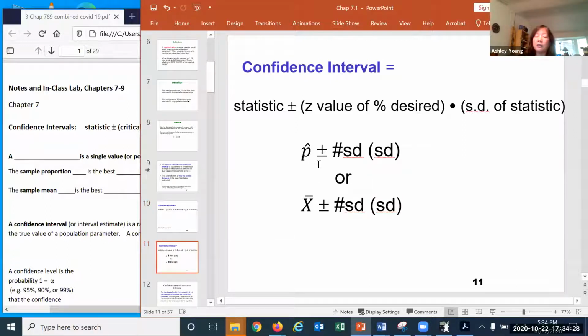So it looks like this. Our p hat plus or minus the number of standard deviations we want to go on each side, multiplied by what a standard deviation is. For an x bar, we'll again take the number of standard deviations we want to go away from the mean and multiply that by what a standard deviation is. That'll tell us how much to add and subtract to our mean to get those upper and lower limits.